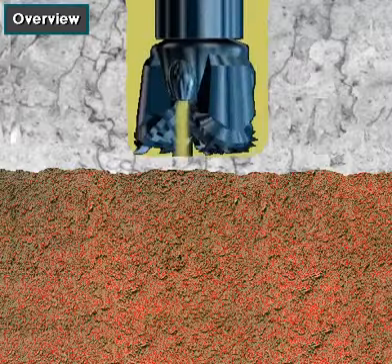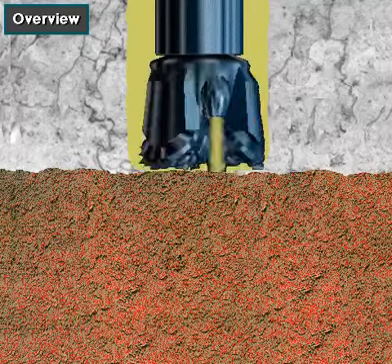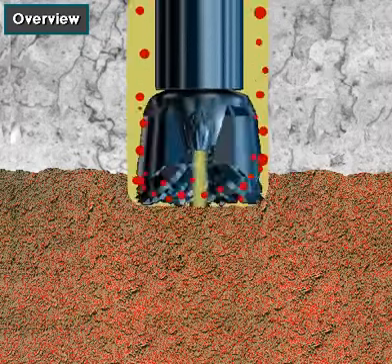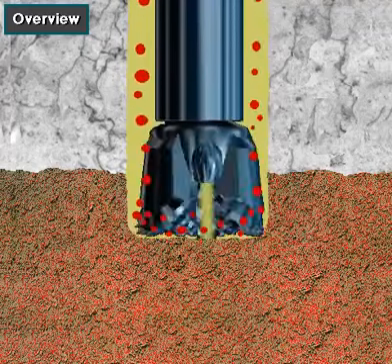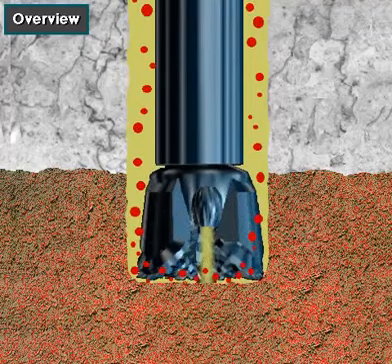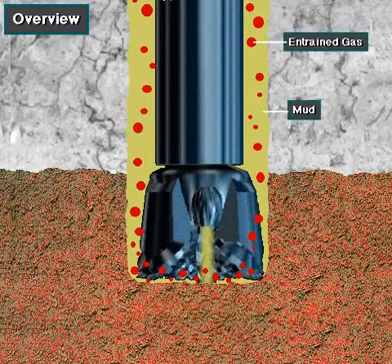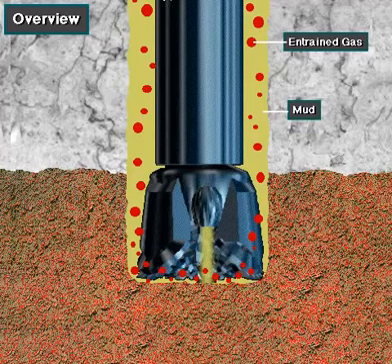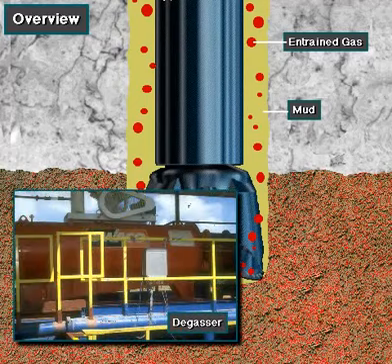Sometimes, the hole penetrates a formation that has small amounts of gas. This gas gets into the mud, becomes entrained in it, and must be removed before the pump recirculates the mud back down hole. A degasser removes entrained gas from the mud.